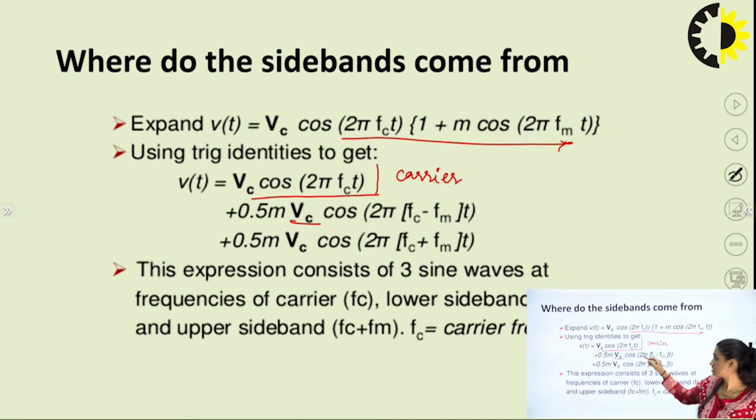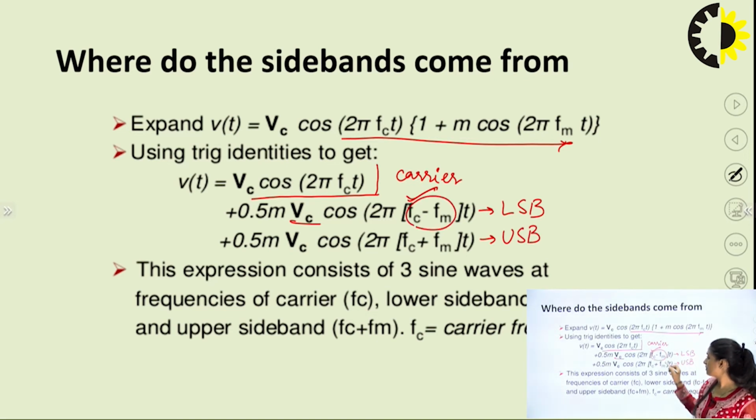into cos, cos A plus B plus cos A minus B. So in the minus case I have Fc minus Fm, in the plus case I get Fc plus Fm. This is called my lower sideband and this is called my upper sideband. The lower sideband has a frequency slightly lower than my Fc, because my carrier frequency will be in megahertz and gigahertz and the message is in hertz or kilohertz, right? And the upper sideband frequency is slightly higher than my carrier frequency.